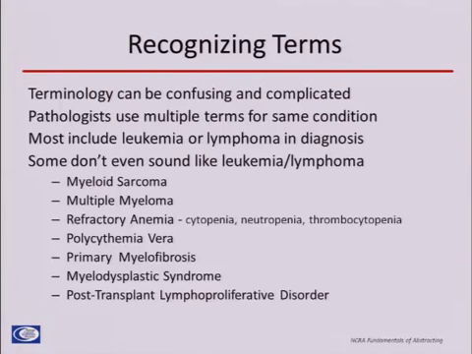And pathologists, especially pathologists that have been around for a while, might use multiple terminology, older terminology and newer terminology, in the same path report, or in the same special studies or something like that. So you need to be familiar with the past, the present, and the future when you're looking at these diseases.